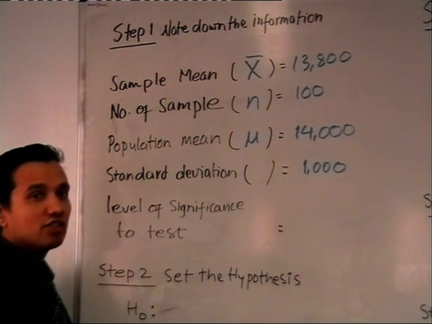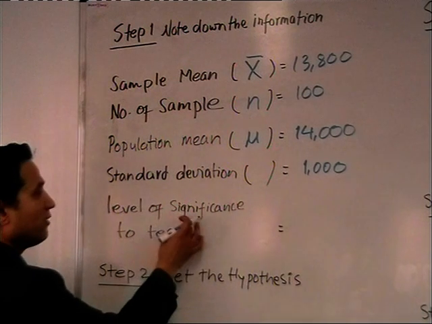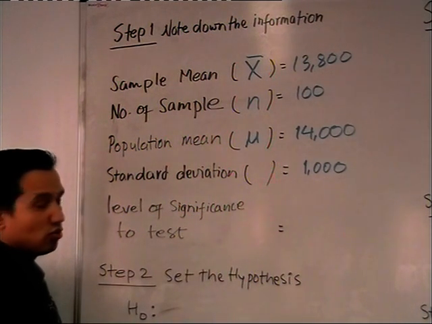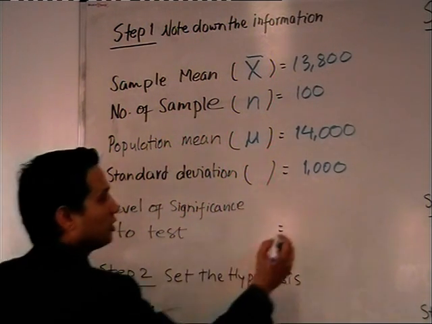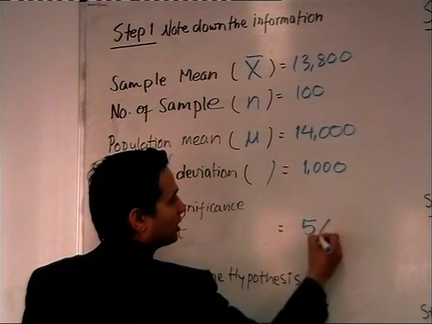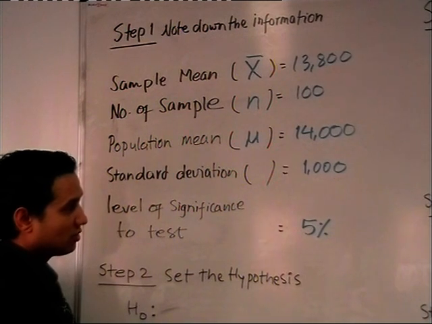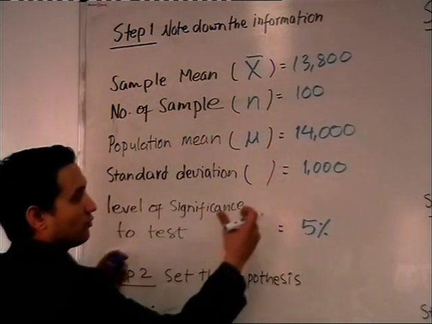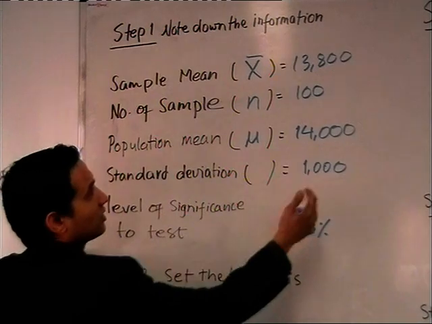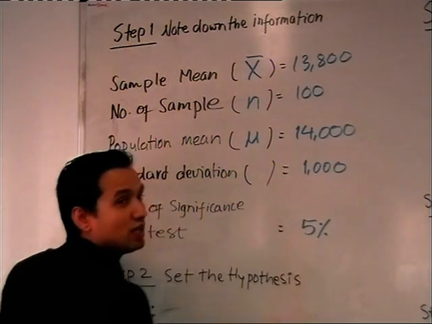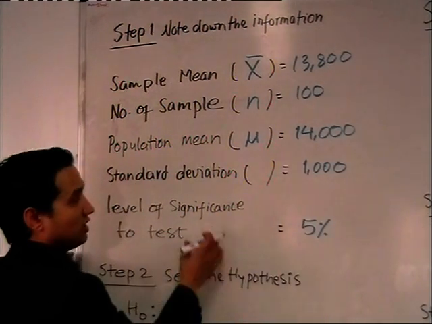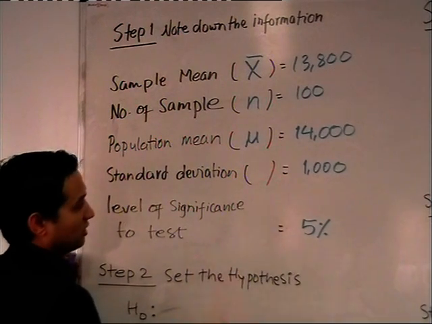The question has not given you any information about the level of significance to test. So, in order to make your decision, you will use a 5% level of significance. What does 5% level mean? It means the percentage of time that this 14,000 may not be correct. That is what we call significance testing.